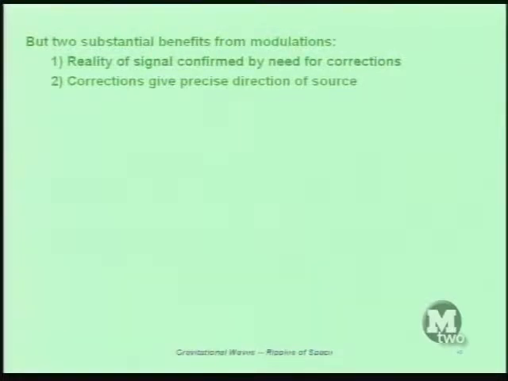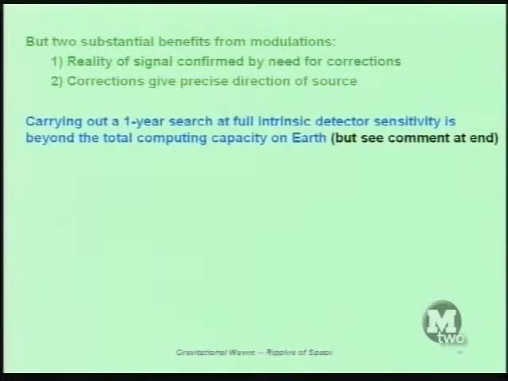But there are some substantial benefits from these modulations, in that if you ever see a signal, despite these difficulties, the reality of the signal will be confirmed by the very need to make those corrections. And in addition, these corrections give us a very precise directionality on the source, okay, because we've had to make all these corrections to know where to find it in the first place.